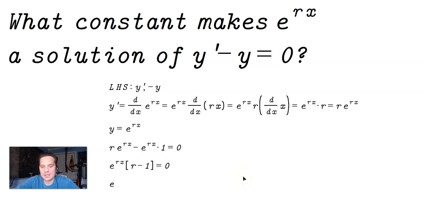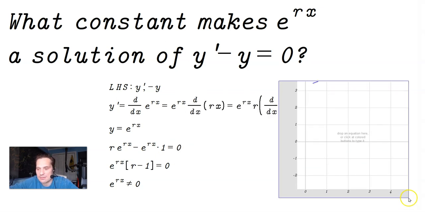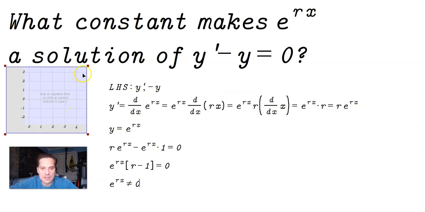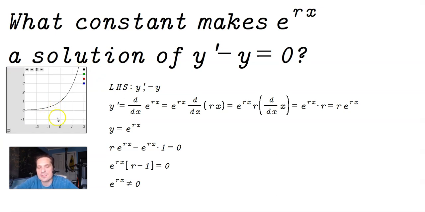Now notice that e to the rx is never equal to 0. Maybe you don't know what that means, so let me illustrate. Let me just make this smaller. I'm just going to choose some arbitrary values of r and plug them in. Imagine I plug in r equals 1. What you have is a graph that is always above the x-axis. It never reaches y equals 0.